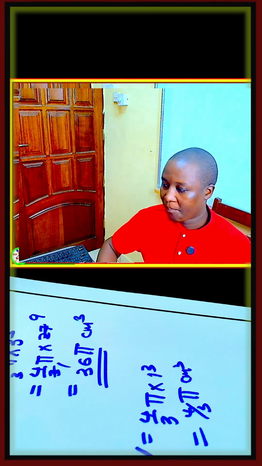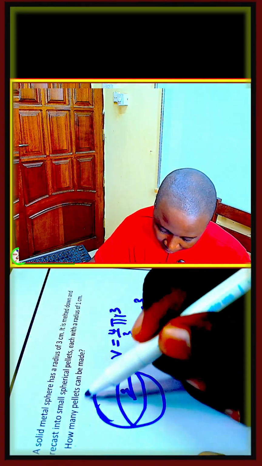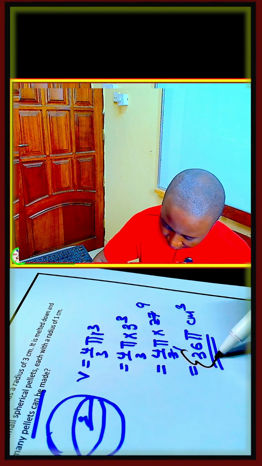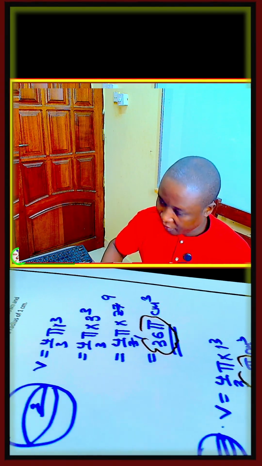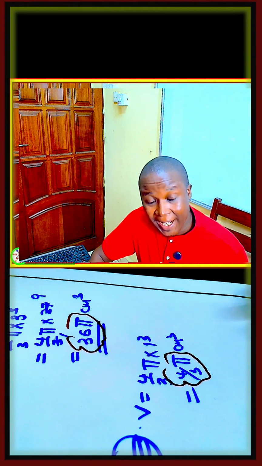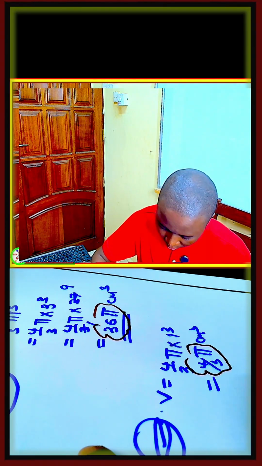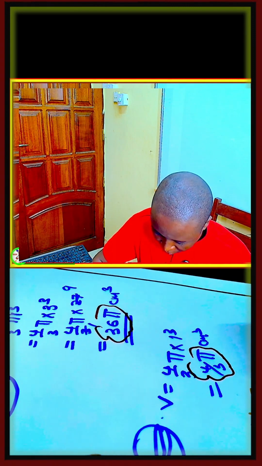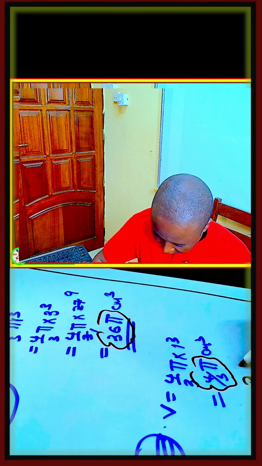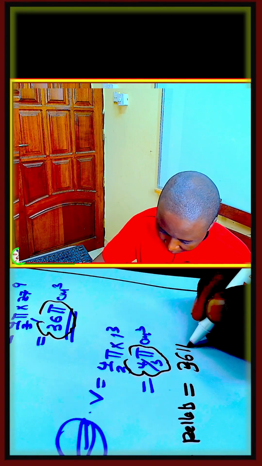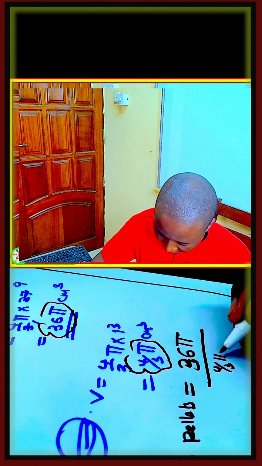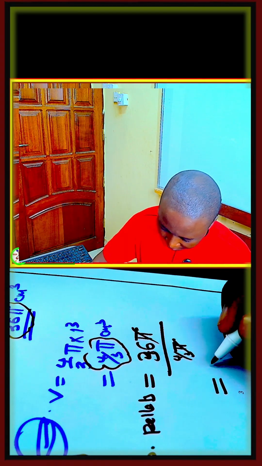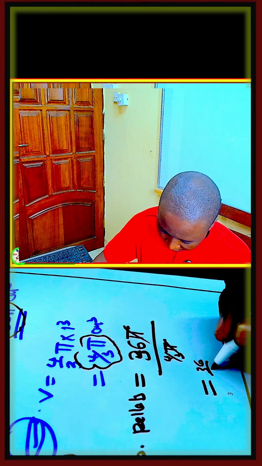So once you've worked out the two volumes, because the question asks how many pellets were formed, we're going to take the volume of this big sphere divided by the volume of this small sphere, which is going to give us the number of pellets that were formed. So we're going to say number of pellets is going to be 36 pi divided by 4 over 3 pi. So if we just cancel this and this, we shall have 36 over 4 over 3.